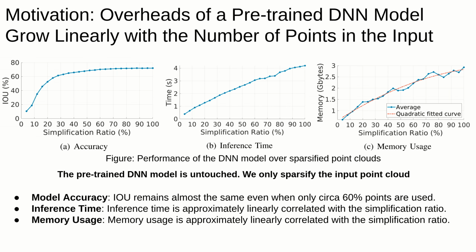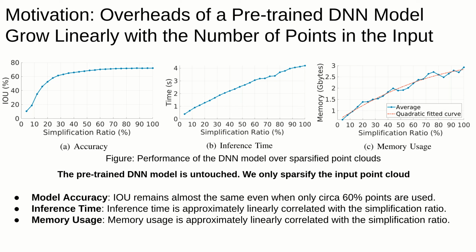During our measurement study, we observed that the inference time and memory usage of the DNN model grow approximately linearly with the number of points in the input point cloud. Therefore, we simplify the input point cloud by reducing the number of points in it and run the pre-trained DNN model over the simplified point cloud. Please note that we don't make any changes to the pre-trained DNN model. We only simplify the input point cloud.